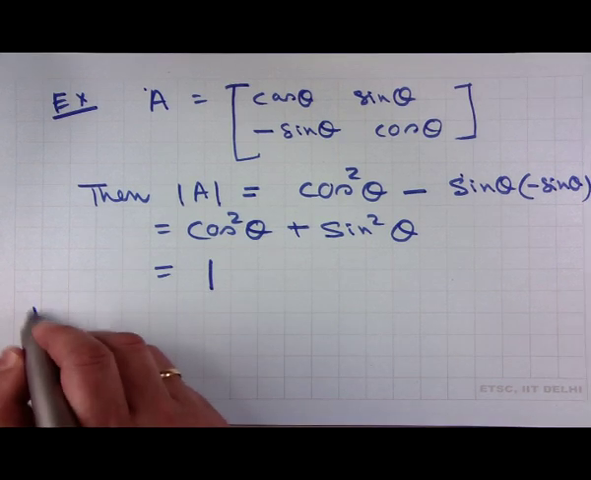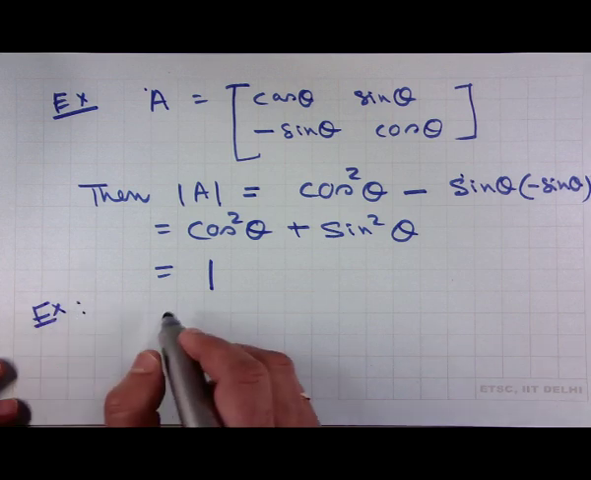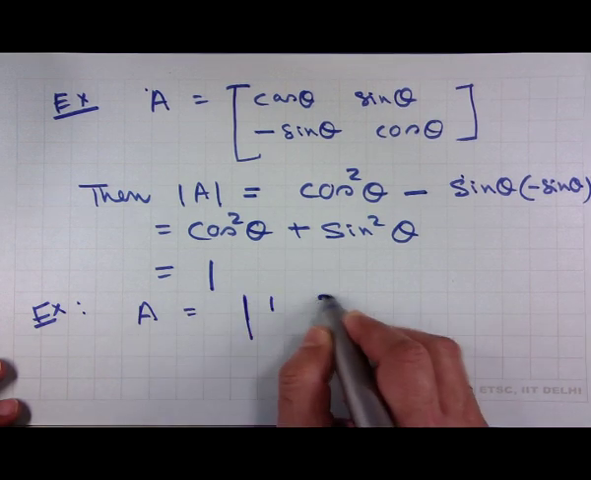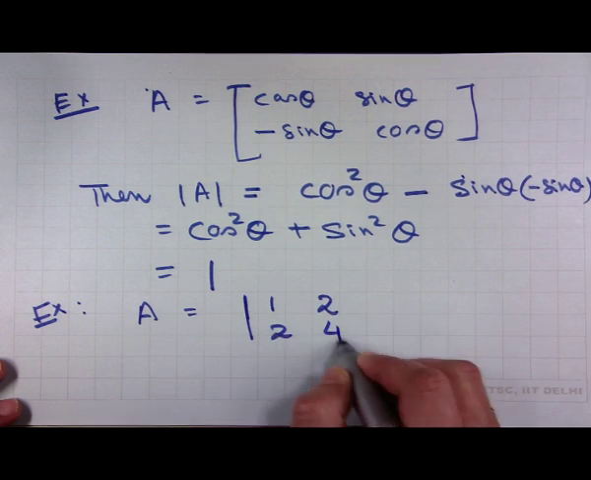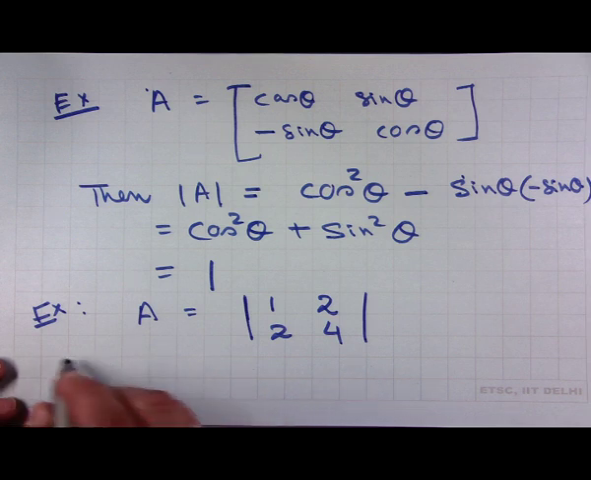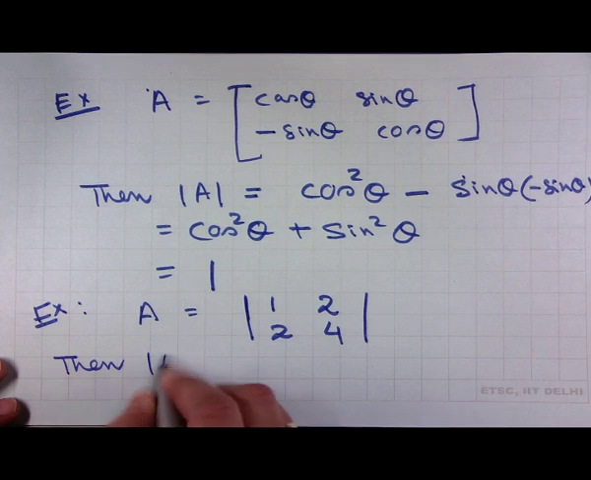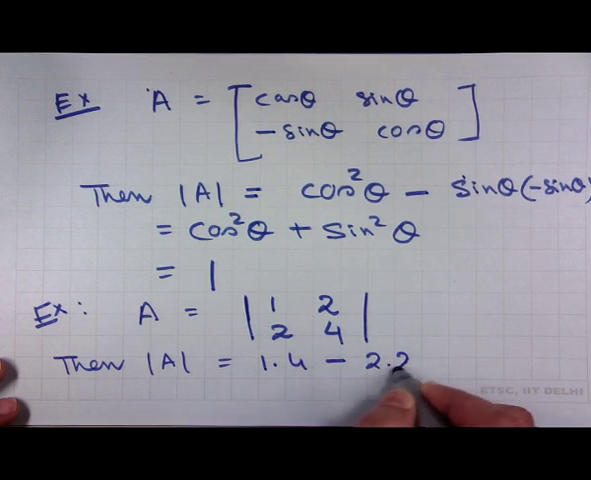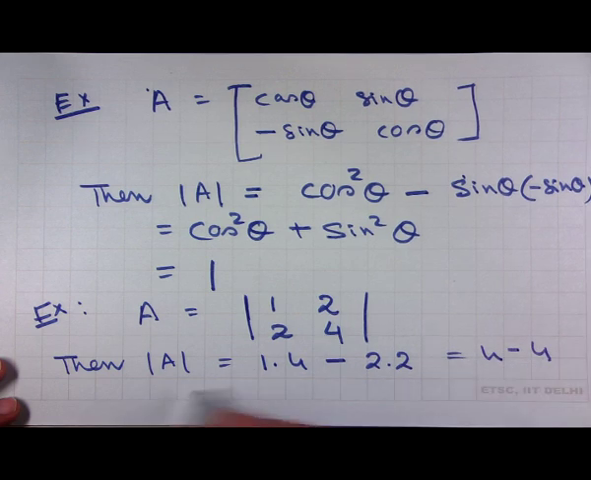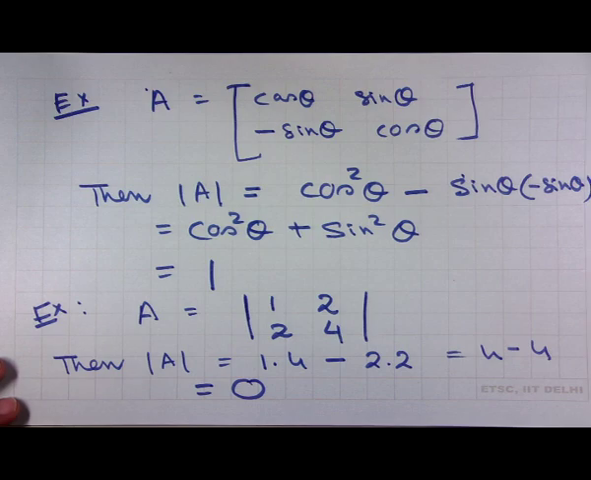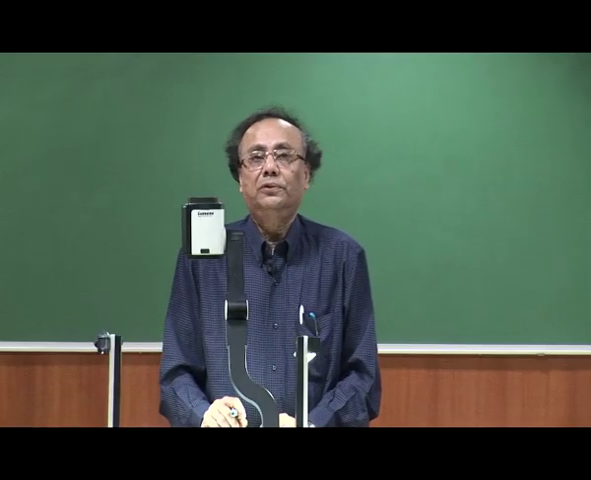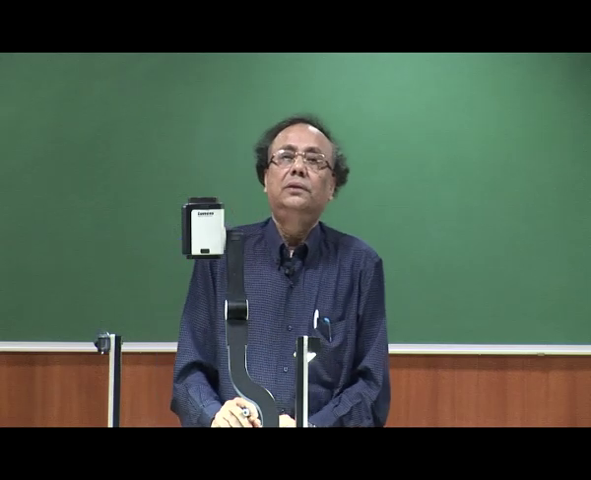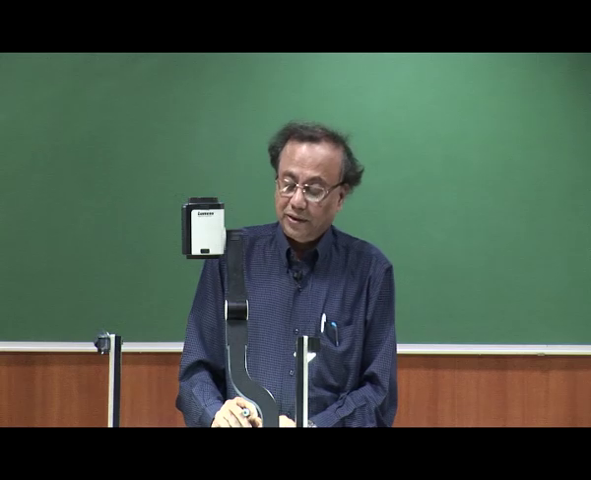One last example with 2 cross 2. If A is equal to 1, 2, 2, 4, then determinant of A is equal to 1 into 4 minus 2 into 2, is equal to 4 minus 4, is equal to 0. Once we know the determinant of 2 cross 2 matrices, we can develop the determinant for higher order matrices.